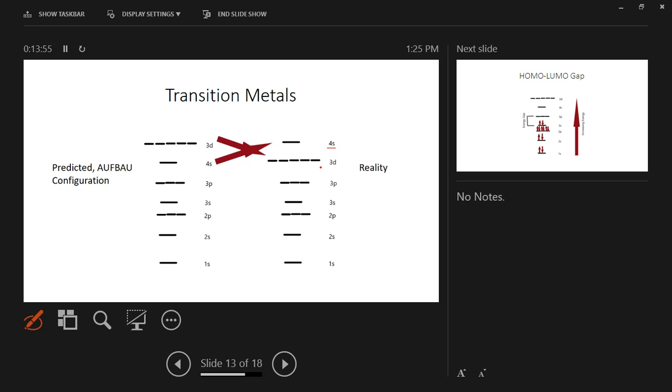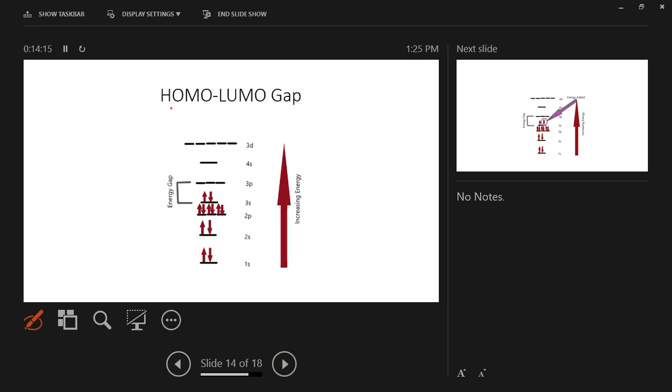And so now I want to move on to a topic that isn't actually about atomic orbitals. It's more about molecular orbitals. But since we're showing you energy levels and electrons, I think it still will fit. So the idea is the HOMO-LUMO gap. HOMO stands for highest occupied molecular orbital, and LUMO stands for lowest unoccupied molecular orbital. So I'm going to illustrate this with atomic orbitals that are not molecular orbitals by any means, just to show you that the energy gap idea is the same.